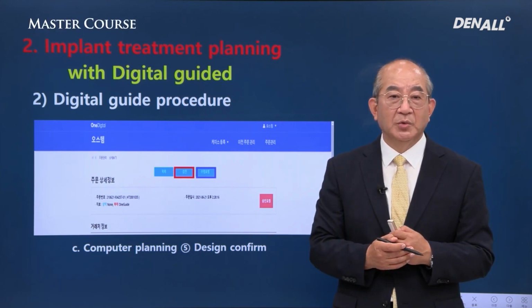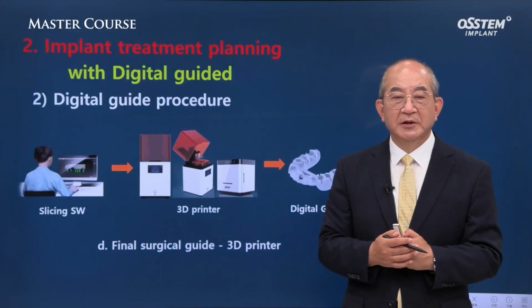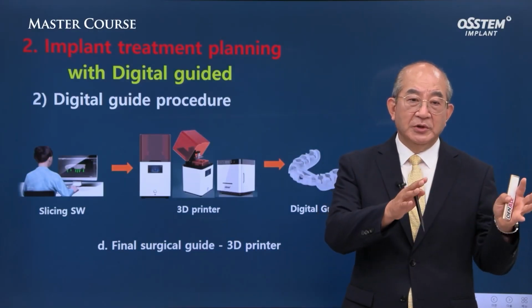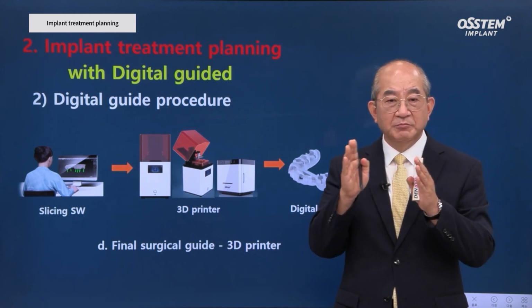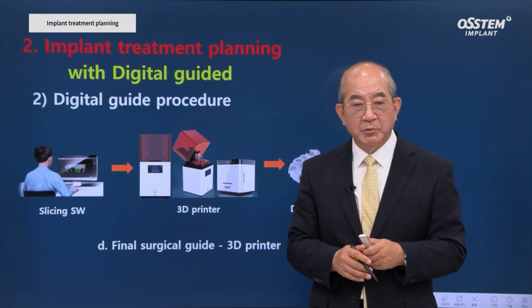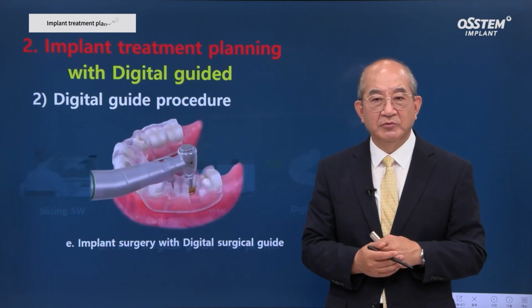Everything is done very smoothly. An appropriate digital guide is fabricated. Ostem's Research Center fabricates the template based on the data provided, and this is printed out using a 3D printer. Surgical guides are very important in placing the implant in desired positions and depths.